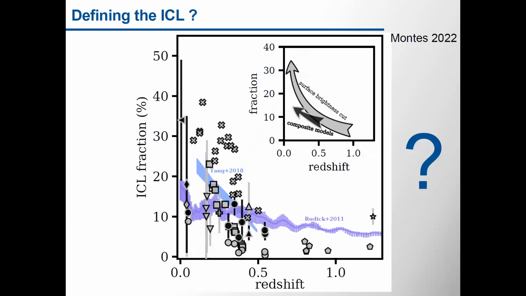But when you want to study these correlations with redshift or with mass, we see that these different definitions of intracluster light are a problem. Probably you can see it better in this cartoon subplot: when you use a surface brightness cut, the evolution with redshift is much steeper than when you use this composite model, these two models that model your BCG and intracluster light. So when trying to study that, it's a problem.